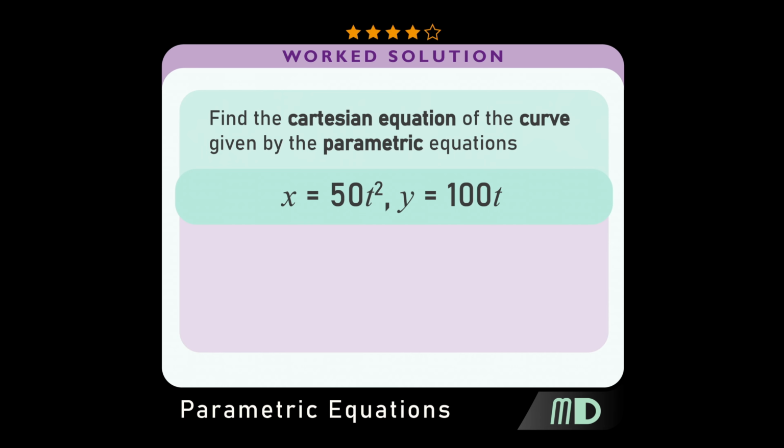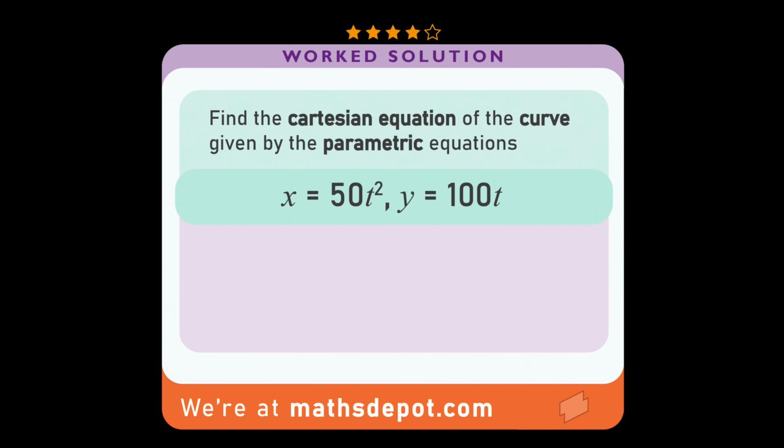Now in this video, we're going to answer the following question. Find the Cartesian equation of the curve given by the parametric equations. And we've been given the pair of equations: x equal to 50t squared and y equal to 100t.